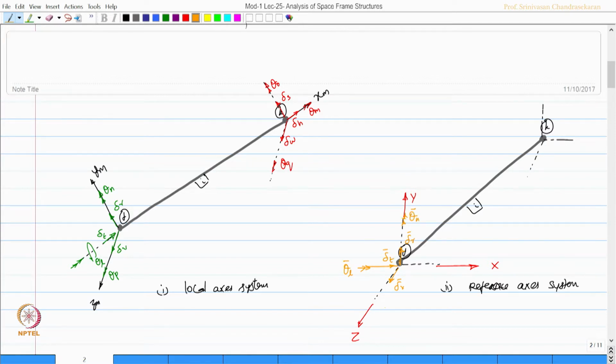theta n bar, and theta p bar. Similarly, here delta h bar, delta s bar, and delta w bar, theta m bar, theta o bar, and theta q bar. So, we have now two sets of degrees of freedom, one expressed in the local axis system, the other expressed in the global axis or reference axis system.